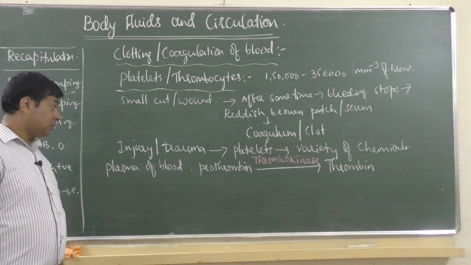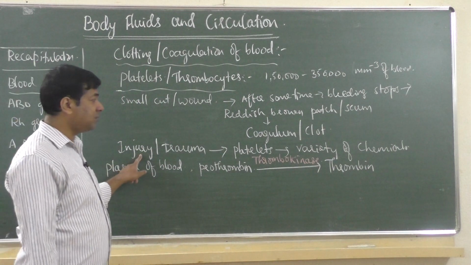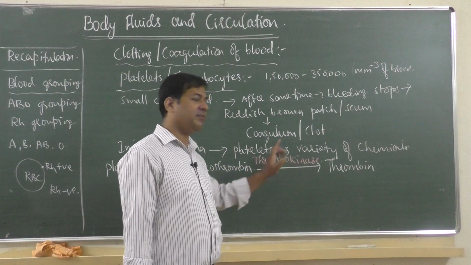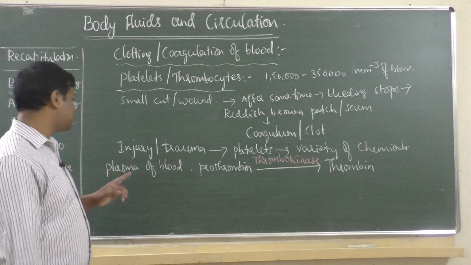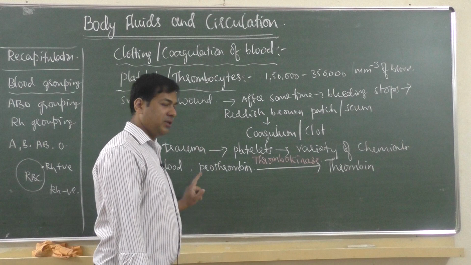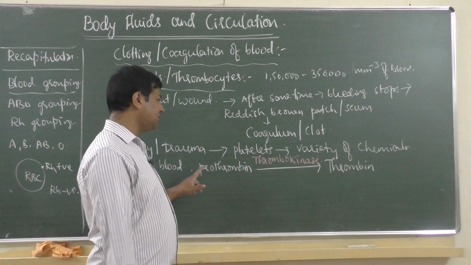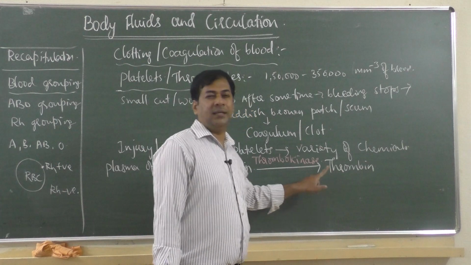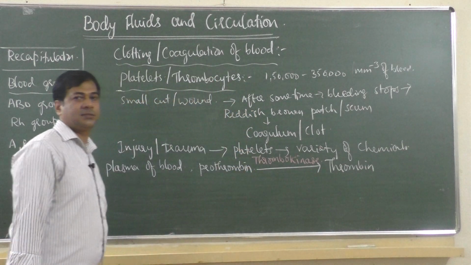So what happened there? Wherever there is injury, platelets are stimulated and platelets produce a variety of chemicals. The first chemical produced, in the plasma of blood, is called prothrombin. Prothrombin is the inactive form. Prothrombin is converted to thrombin by the enzyme thrombokinase.